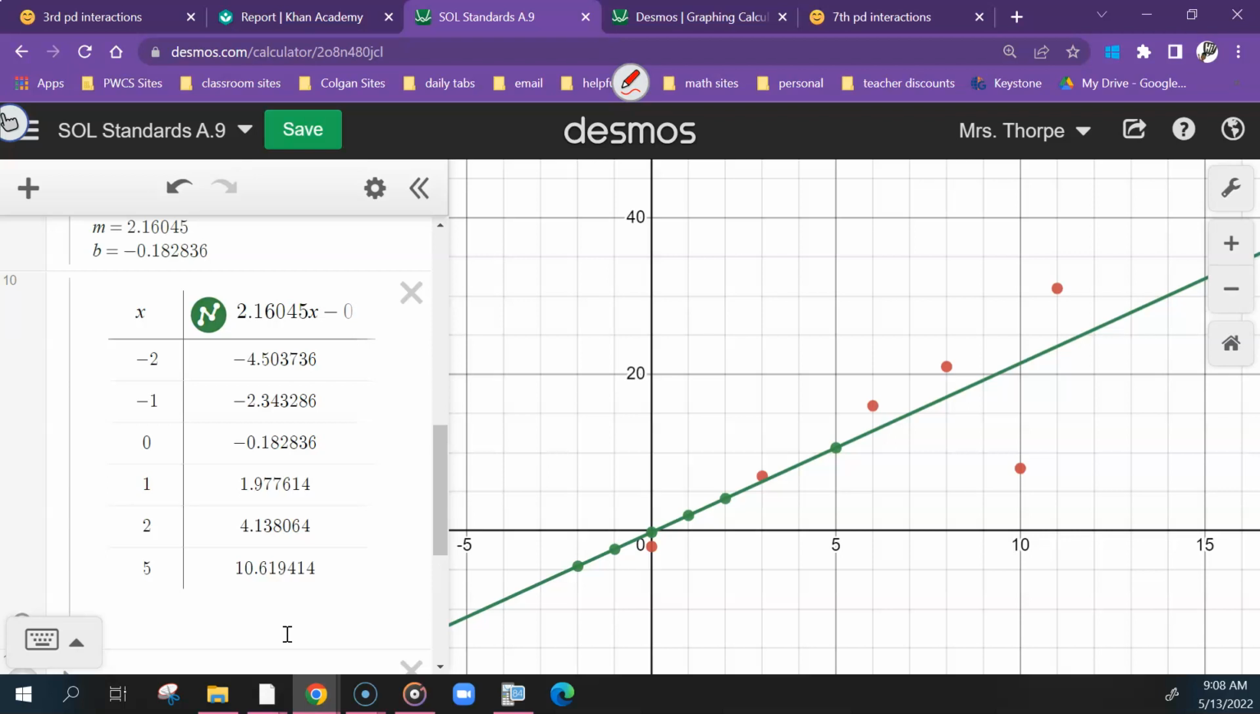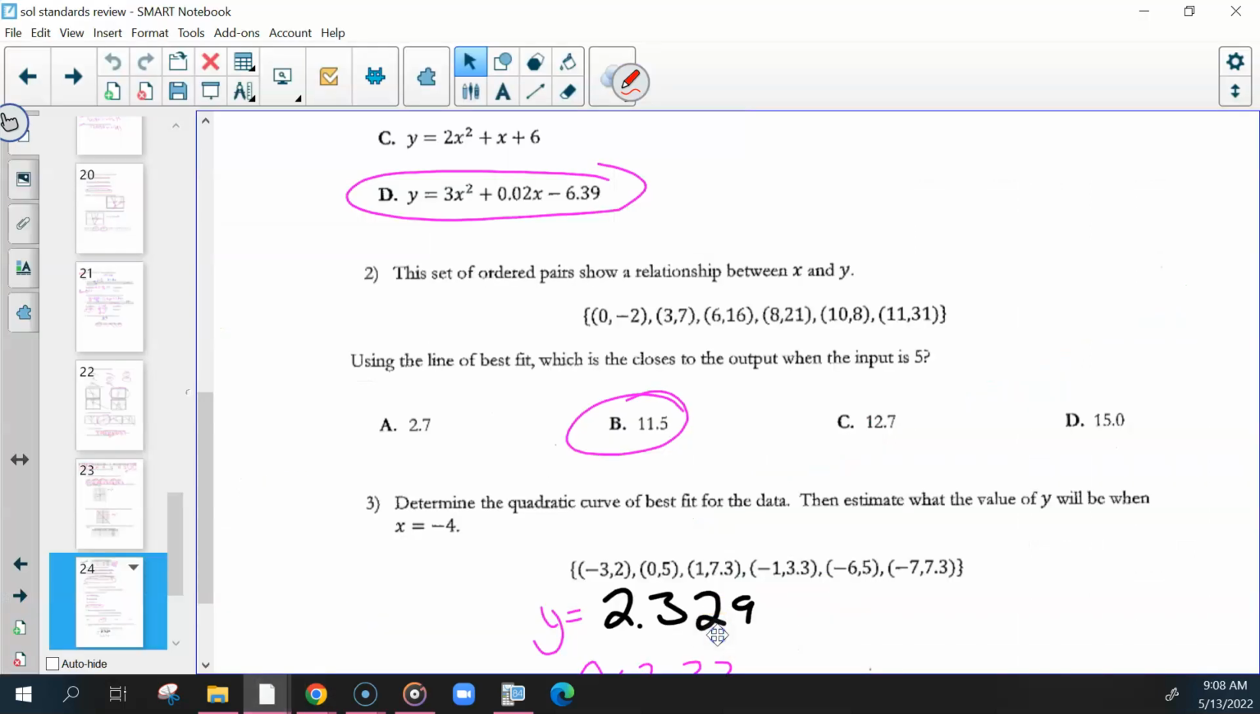Because I used all of the decimals, I got 10.619. They probably rounded it. And as you see, the number I got is not up here, but the closest one to it is B. And sometimes that will happen. If you use more decimals than they use, as long as you find the one that's close, you're good.